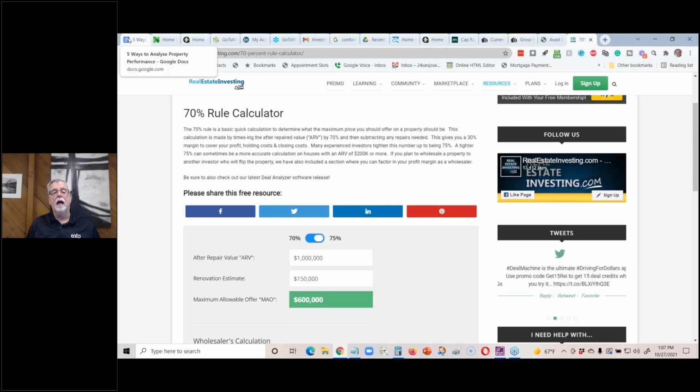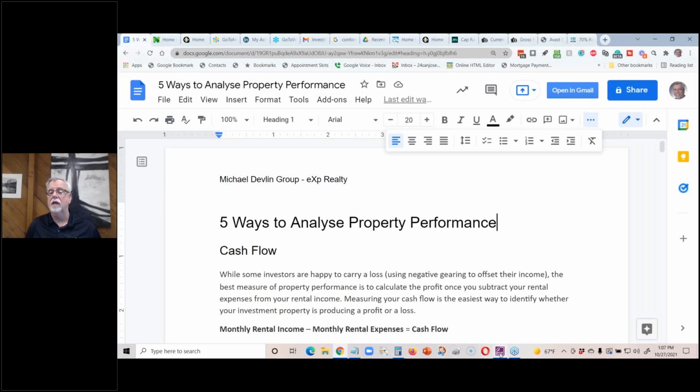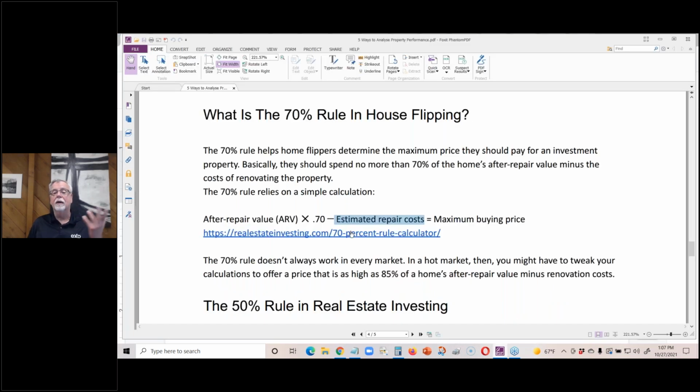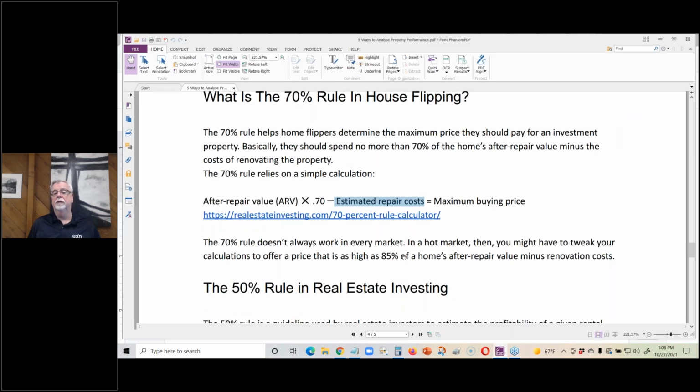Now, again, I'm not saying the 70% rule works in my area. Notice that particular calculator doesn't allow me to go up any higher, but you could, this is not a difficult calculation. In our areas, it might be closer to 85%. You need to be accurate if you're the investor on what the value is going to be when it's done and what it's going to cost.